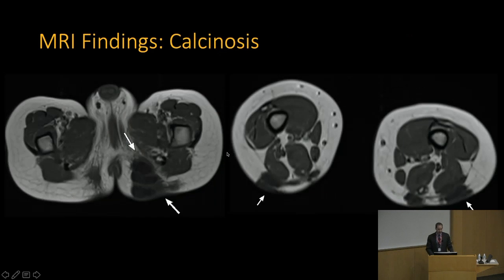So calcification is tricky on MRI. I think X-ray and CT are much better to detect calcification. What it would look like, just similar to bone cortex, which is black on MRI, is this very, very dark signal. So this is an example of this nodular calcification on this pelvic MRI and thigh MRI that you see here in the buttock area, these globs of very dark signal.